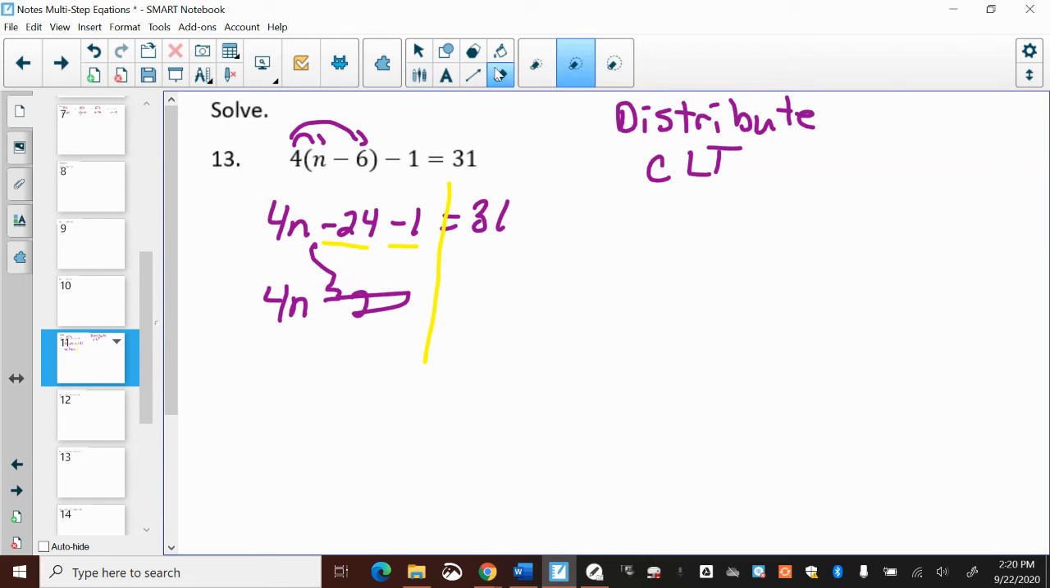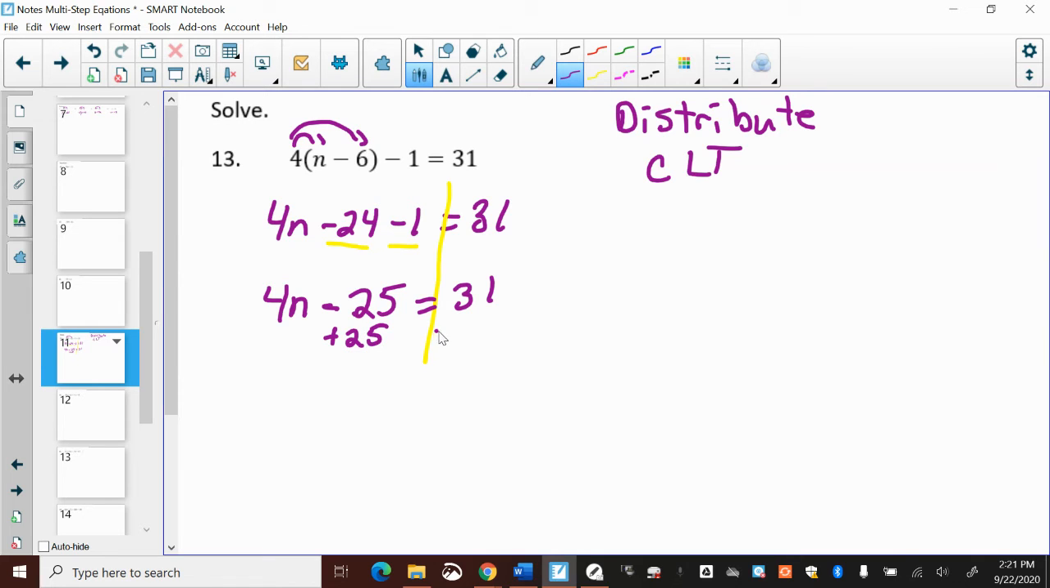Hold on. I hit something on my pen, made it go crazy. So it's going to be minus 25 is equal to 31. You're going to add 25 to both sides. And we get 4n is equal to 56. Dividing each side by 4. And again, if you need a calculator for some of these, that's fine. You get n is equal to 14.